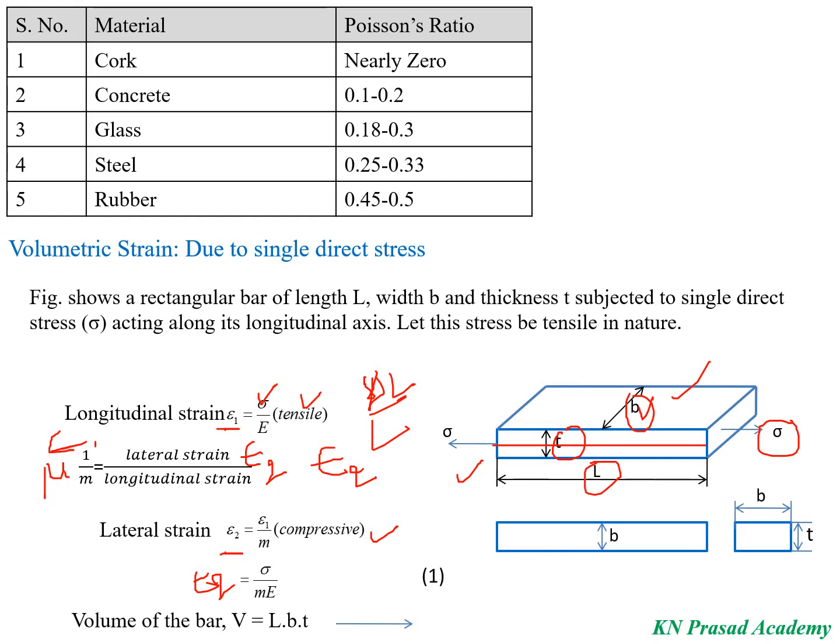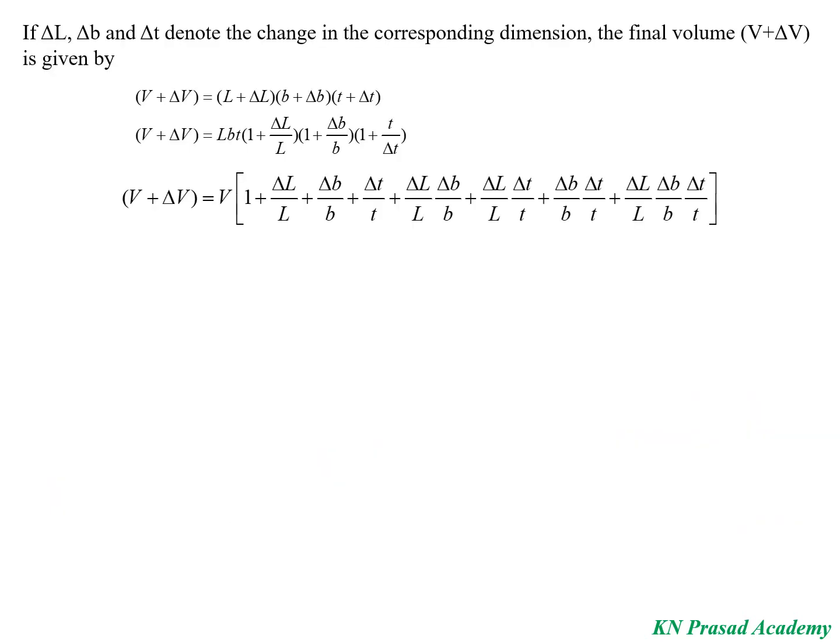So the volume of the rectangular bar will be V equals the product of the length, width and thickness. It is nothing but LBT. And I have to consider delta L, delta B and delta T as the changes in the corresponding dimensions, that is the change in length, change in width and change in thickness. And delta V is the change in the volume.